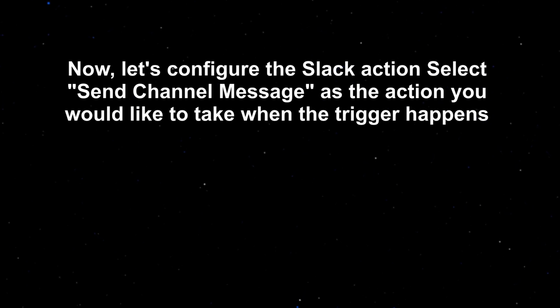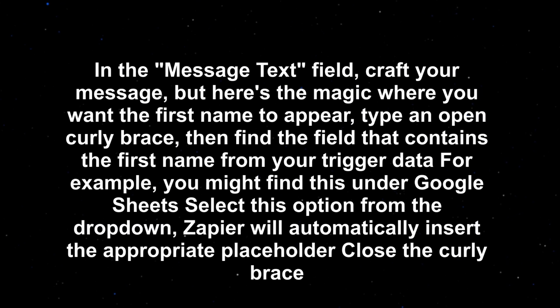Select Send Channel Message as the action you would like to take when the trigger happens. In the message text field, craft your message, but here's the magic where you want the first name to appear. Type an open curly brace. Then find the field that contains the first name from your trigger data. For example, you might find this under Google Sheets. Select this option from the drop-down.